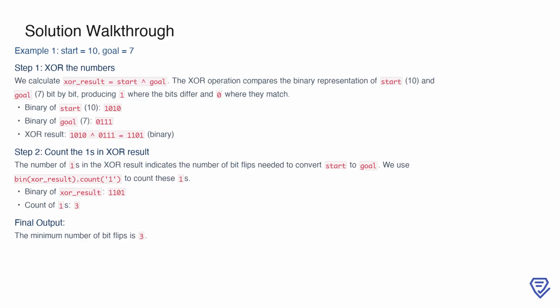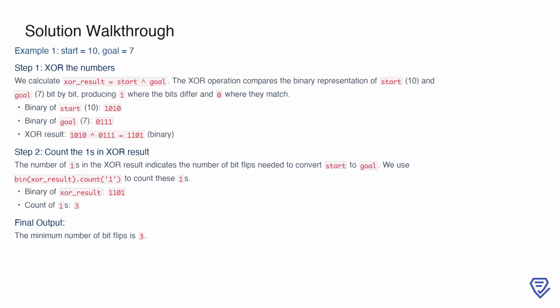To solve this problem, we start by determining how many bits differ between the numbers start and goal. First, we use the XOR operation, which compares the binary representations of the two numbers bit by bit. If the bits are different, the result is 1, if they are the same, the result is 0. For this example, where start is 10 and goal is 7, the binary representation of 10 is 1010, and for 7 it is 0111. Performing the XOR operation gives us 1101 in binary.